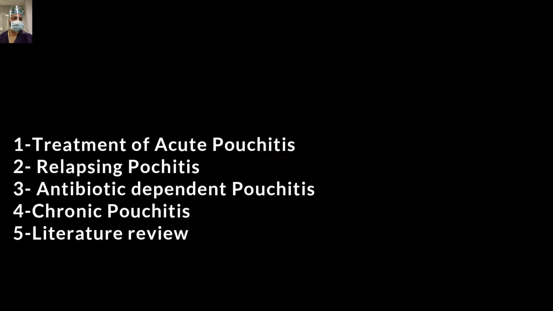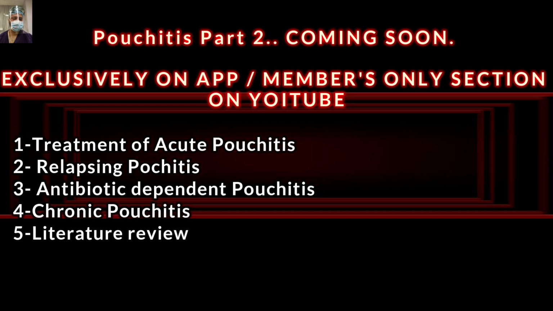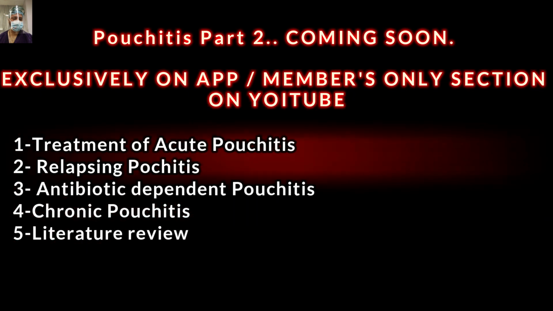So in part 2, we will talk about the treatment of acute pouchitis, what is relapsing pouchitis, antibiotic dependent pouchitis, chronic pouchitis, and a relevant literature review. And if we can condense, then we'll talk about the common mistakes during diagnosis and treatment of pouchitis.